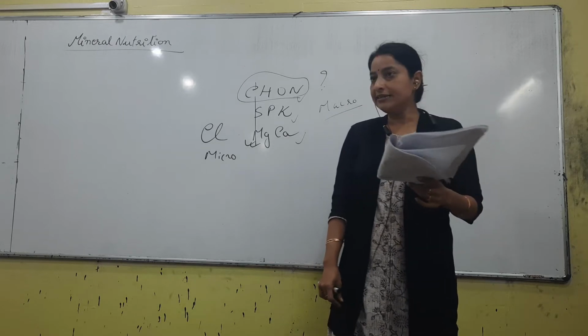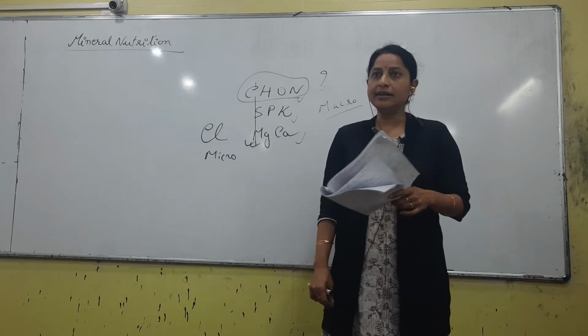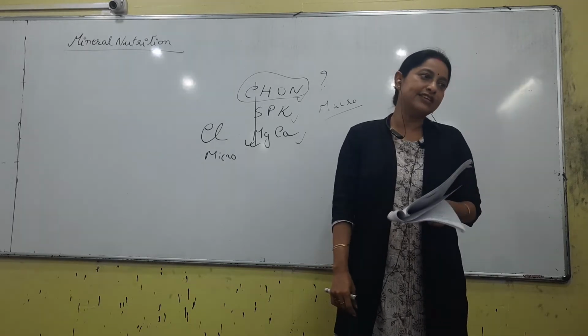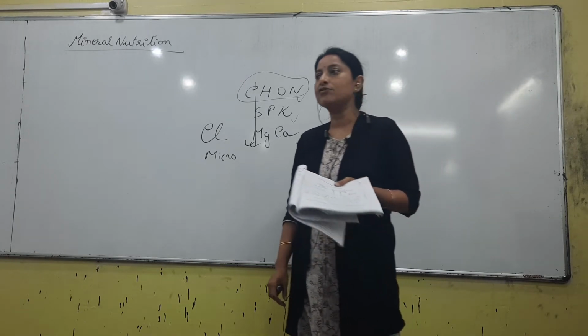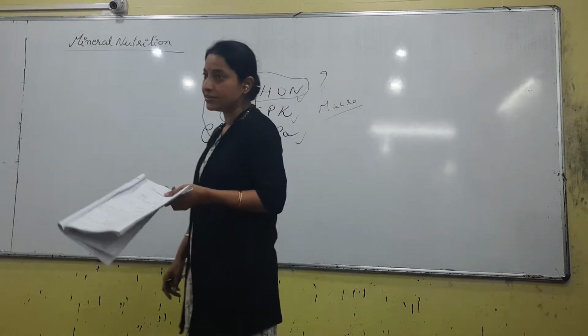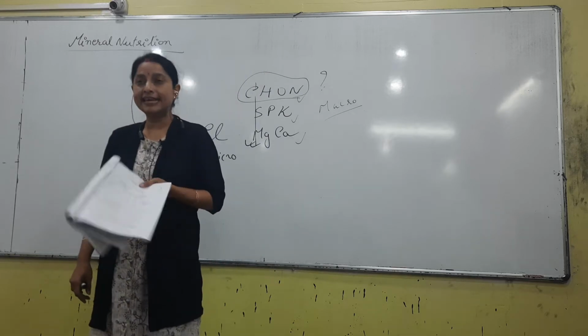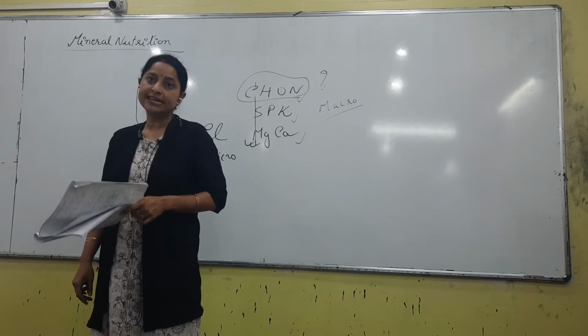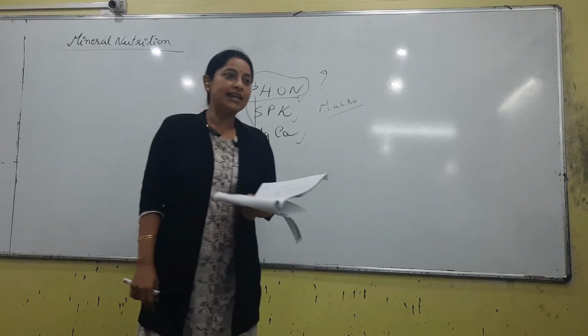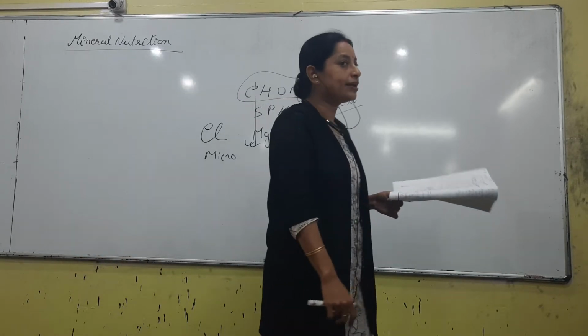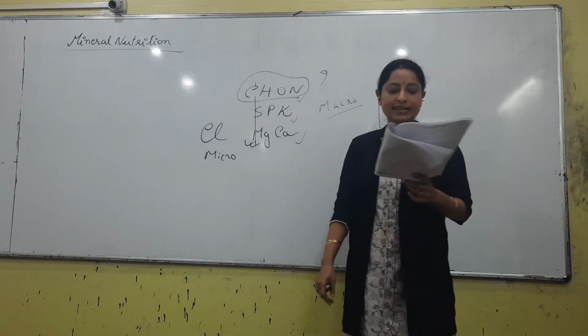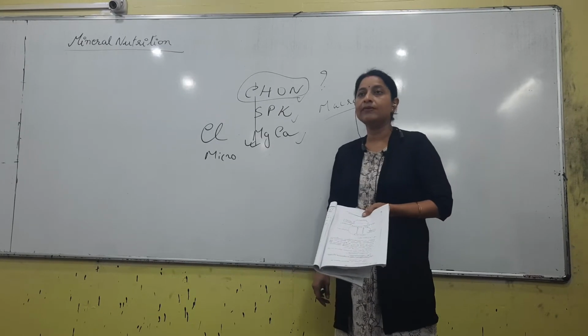Nitrogen from the atmosphere has to come to the soil. That process is called nitrogen fixation: mixing of atmospheric nitrogen into the soil is called nitrogen fixation. Nitrogen fixation can happen either physically or biologically. If it is biological, microorganisms are needed. If it is physical, it could be industrial, or it could be electrical also.